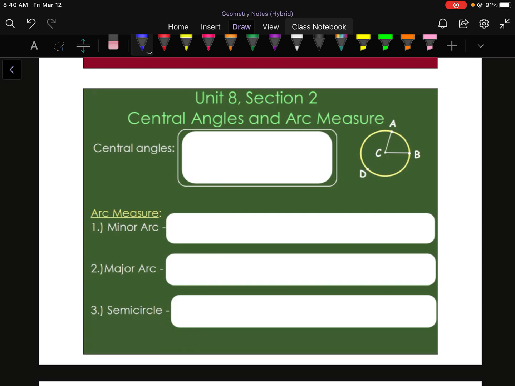So a central angle is an angle whose vertex, ready for this, is at the center of a circle. Hey, who would have guessed? So here would be an example over here. The center is C. You just have an angle formed off of that. But when you draw central angles, you form major and minor arcs.